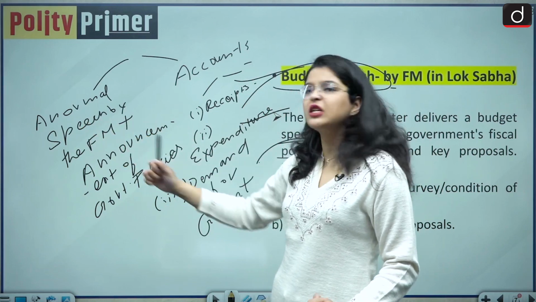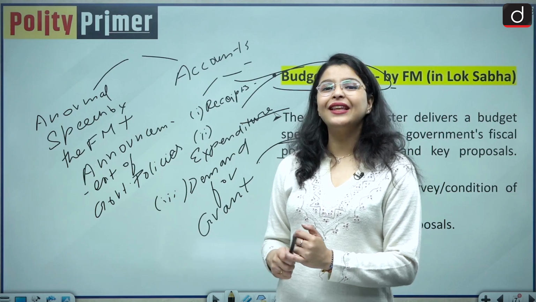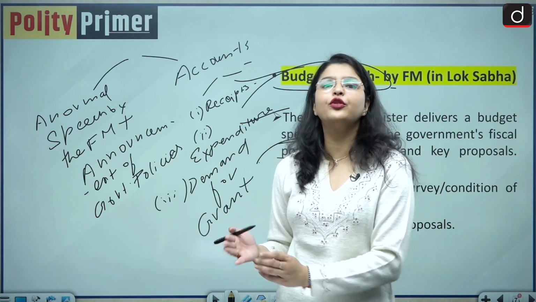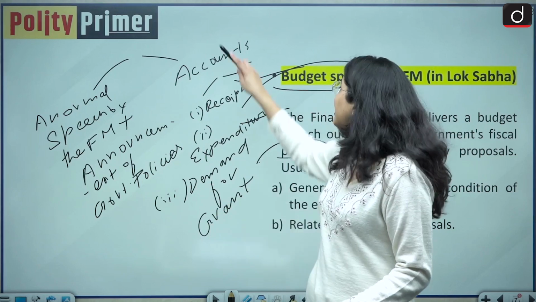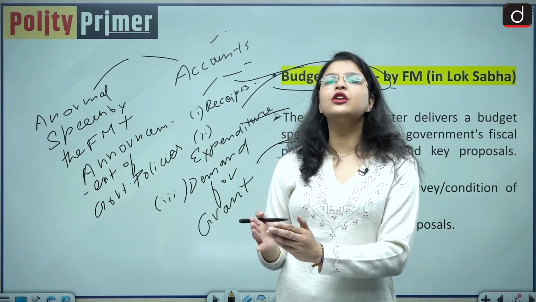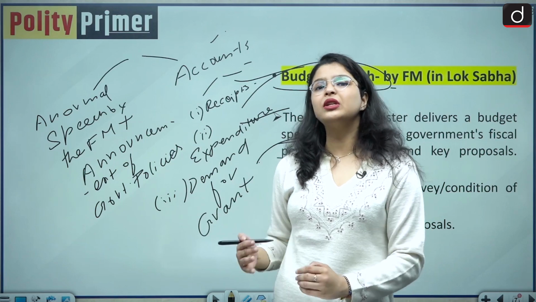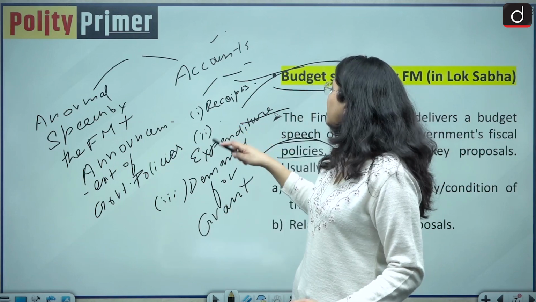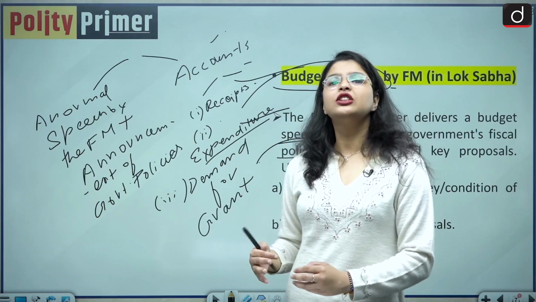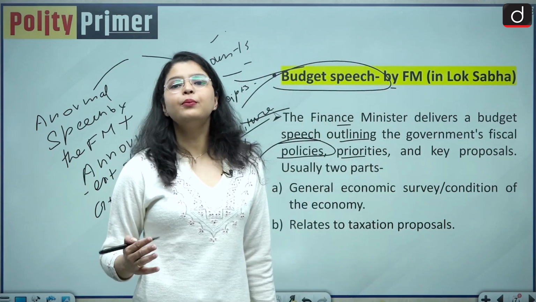Firstly, a normal speech by the Finance Minister informing the Parliament about the budget and the government policies, the agenda of the government, the vision of the government for the upcoming financial year. Then there is accounts. Firstly, the Finance Minister will inform about the receipts by the government, how much money the government is actually receiving. Then she will also inform about the expenditure by the government, and lastly there is a demand for grant, and all of this happens during the budget speech.